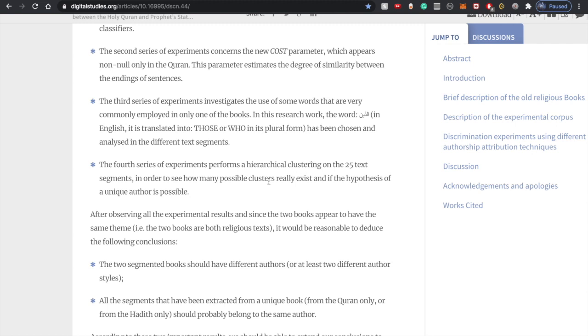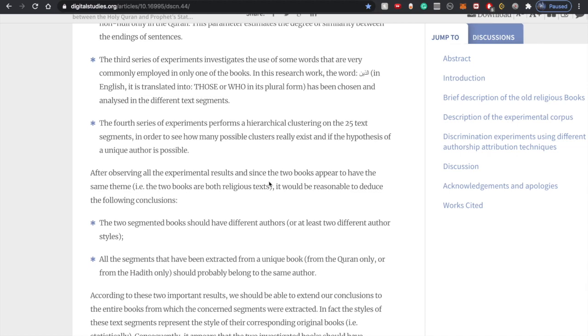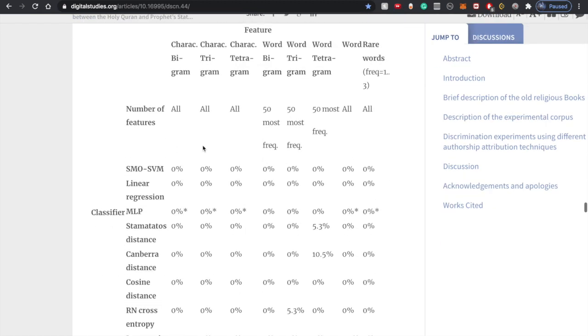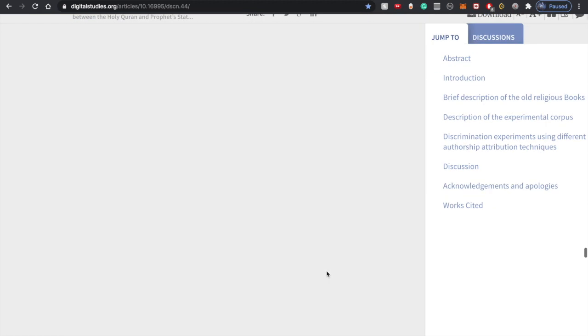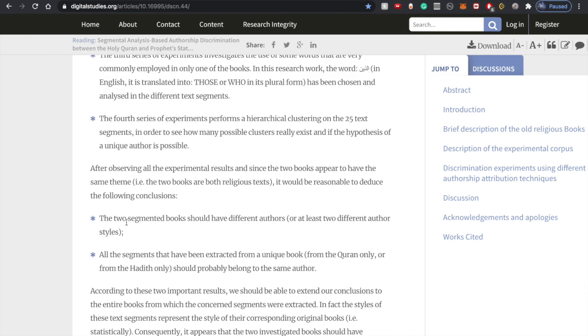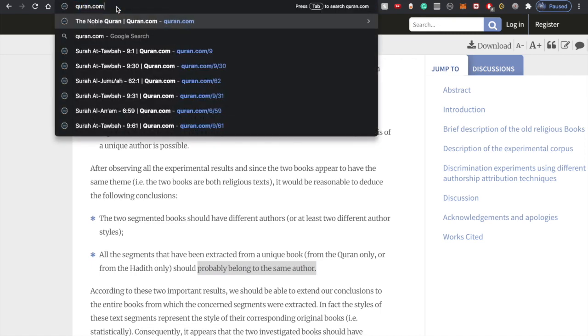clustering. So that was the first one where they were just classifying which of the two groups the segments belong to, and if they perfectly match up, right? And so that was this one here, if you forgot. This one, right? So 0% error in classifying each of the different segments. So again, their conclusions are the two segmented books should have two different authors, and all the segments that have been extracted from a unique book should probably belong to the same author. Right, so that's very interesting to see here.